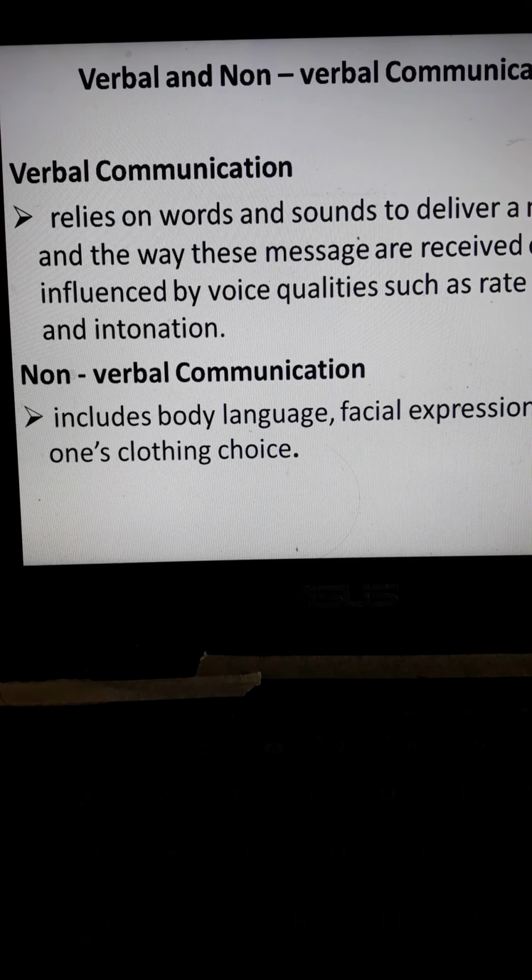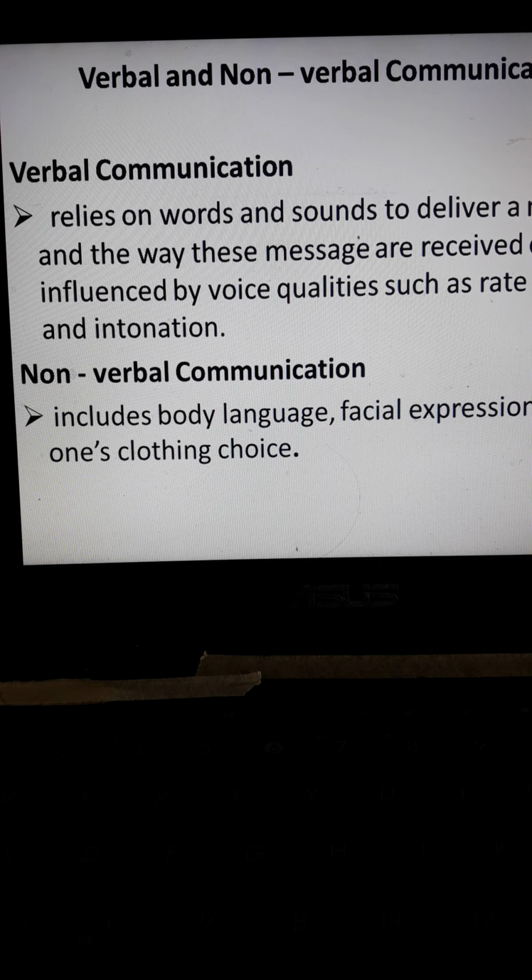Next, verbal and non-verbal. Verbal communication relies on words and sounds to deliver messages. The way these messages are received can be influenced by voice, such as rate, volume, and intonations. So sometimes, kung medyo galit ka, mataas yung boses mo. I mentioned a while ago, if you have a slow intonation, then it reflects calm. You speak calmly to be understood. Kung sobra naman kadasig, sobrang bilis, hindi ka naman maintindihan.